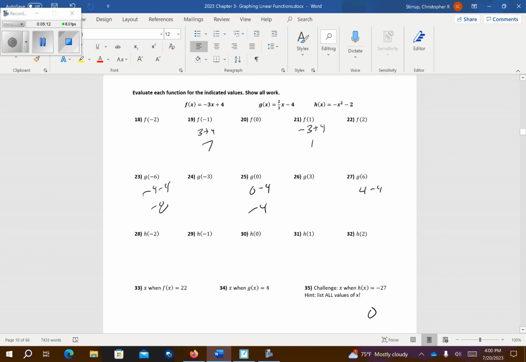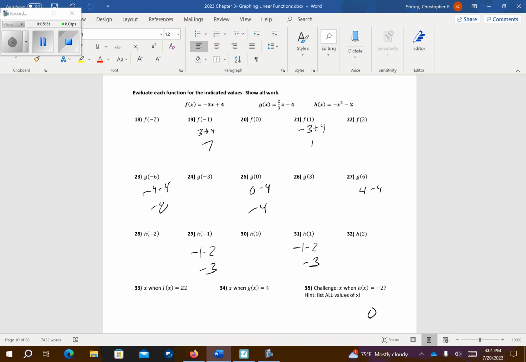Number 29, we're going to use the h function. We're going to plug -1 in. -1 quantity squared is +1, but I have this negative here. So it'll be -1 minus 2, which is -3. Number 31, I'm going to plug +1 in. 1 squared is 1. It's going to stay negative. Minus 2, which gives me -3.